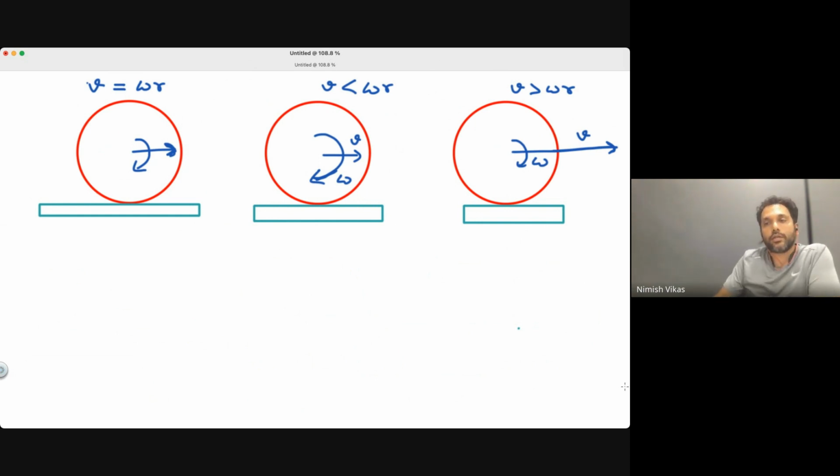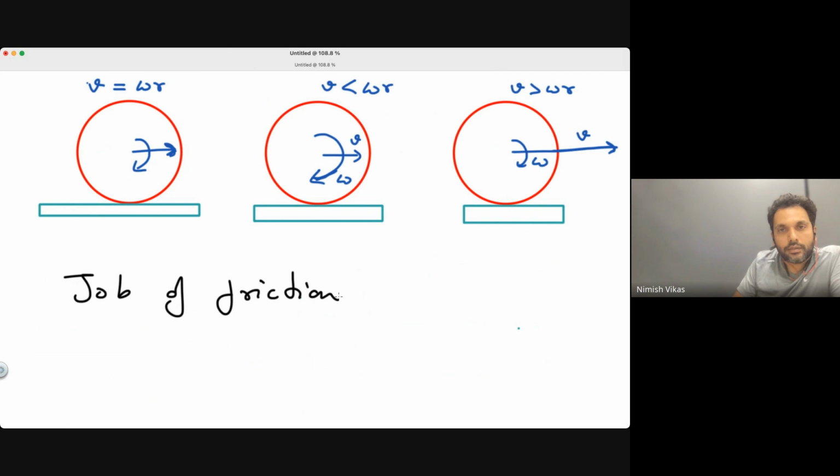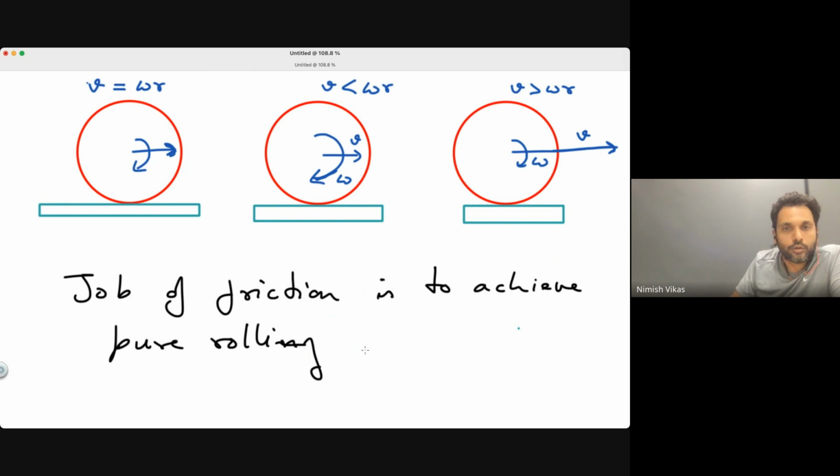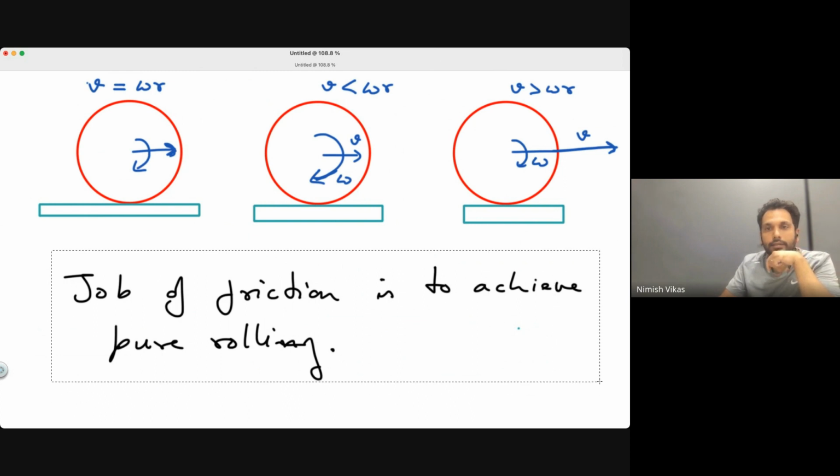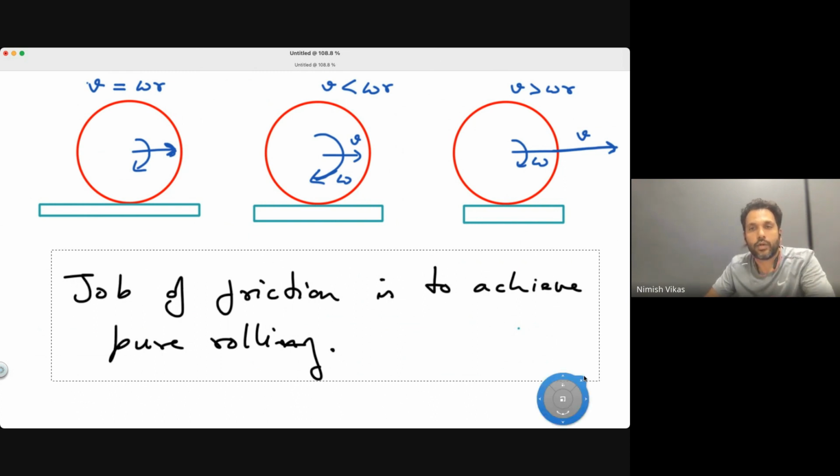Now, I am going to give you a statement and you will work only with that statement. The job of friction is to achieve pure rolling. And if there is pure rolling, there is no need of friction. There is no job of the friction over there. The job of friction is to achieve pure rolling. This should be in your mind before you answer my questions.